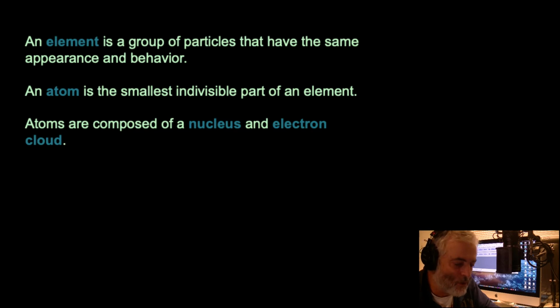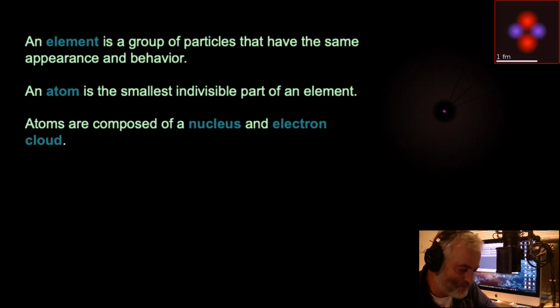And so when we focus in on the finest details, we see atoms. And so atoms interact with one another. And actually, if we have a group of atoms, we call it an element. An element is this group of particles that all have the same appearance and behavior, and the smallest indivisible part of that would be the atom.